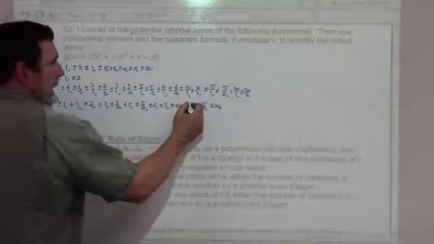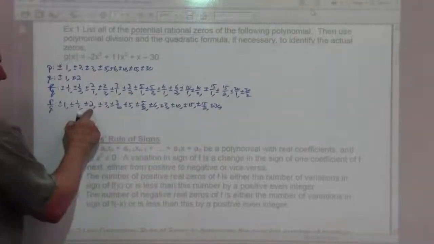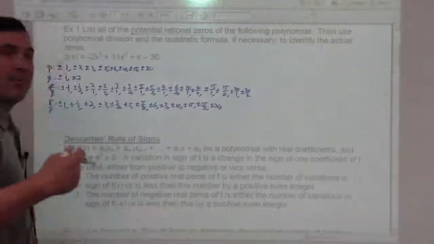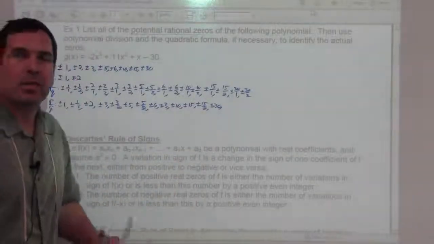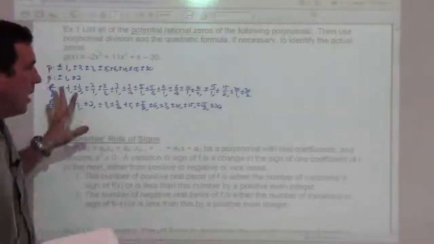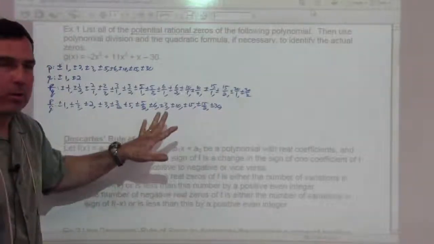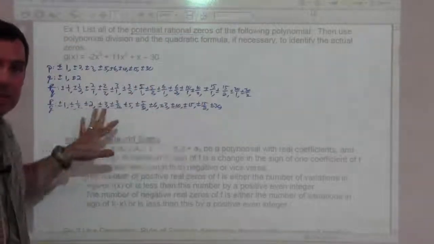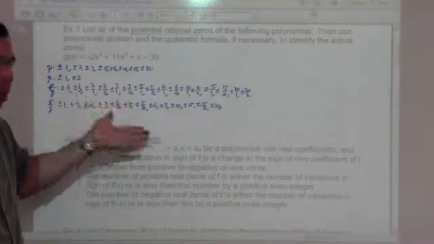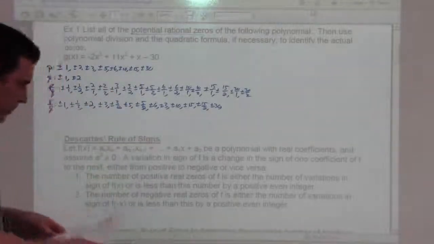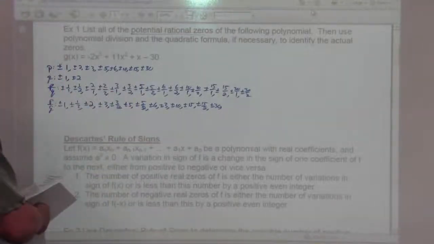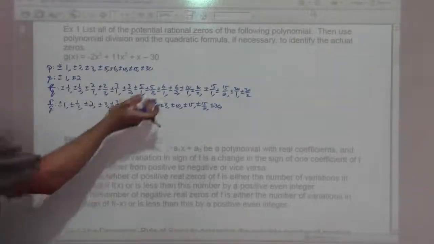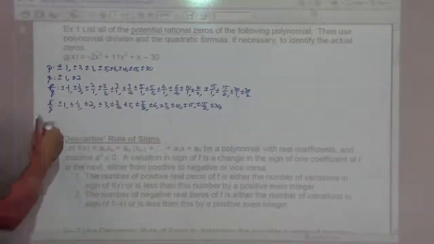So it is still a long list. That's 1, 2, 3, 4, 5, 6, 7, 8, 9, 10, 11, 12, 13 times 2, 26 possible zeros. But the key is that if our zeros are going to be rational zeros, they're going to be in this list. That's it. We could go through every single one until we found them. Sometimes you just have to start somewhere. Let's start with 2. I probably wouldn't start with 30 because 30 is kind of big, but start with something like 2.